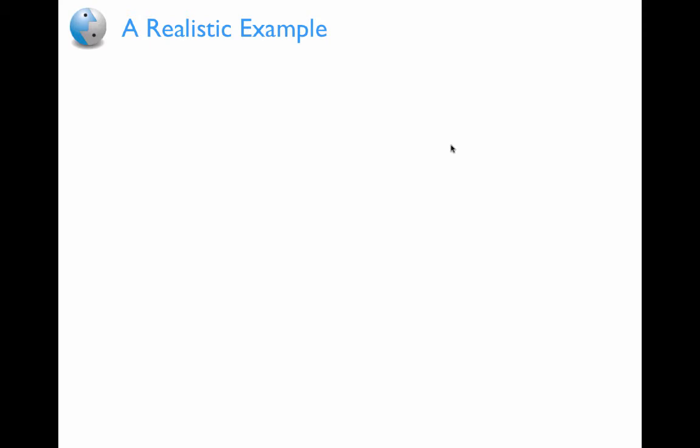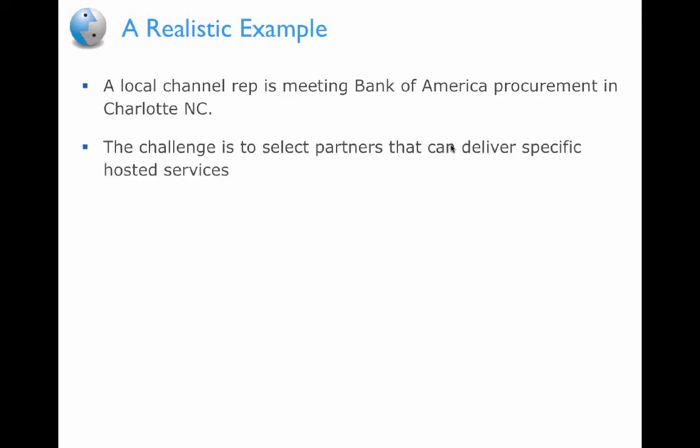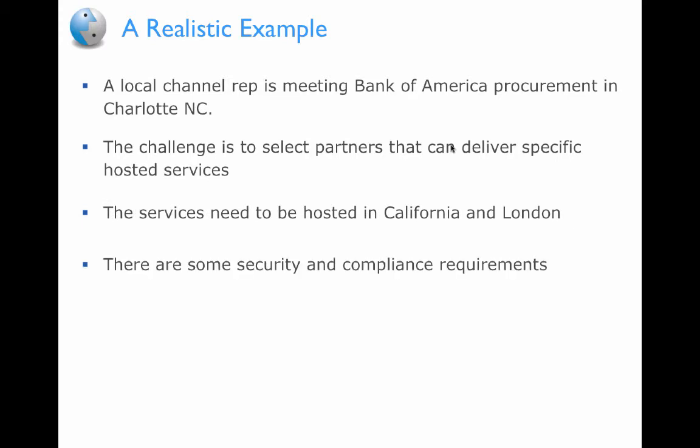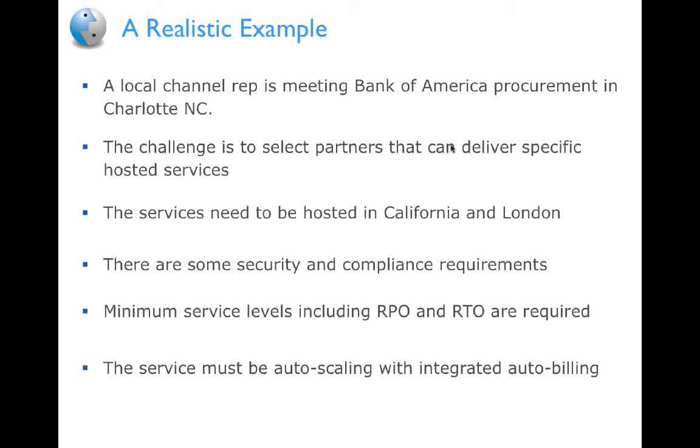So if we're going to take this to a more realistic example, let's imagine that a channel rep is meeting, say, the Bank of America for procurement, and meeting the procurement guys in Charlotte, North Carolina. The challenge set by the Bank of America is that we need to be able to select partners that can deliver hosted services that need to be hosted in California and in London. There are some security and compliance requirements. There are some minimum service levels, including RPO, RTO, and availability levels. And the service must be auto-scaling with integrated auto-billing.